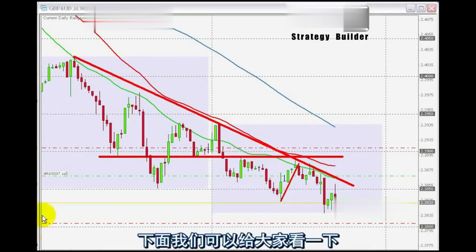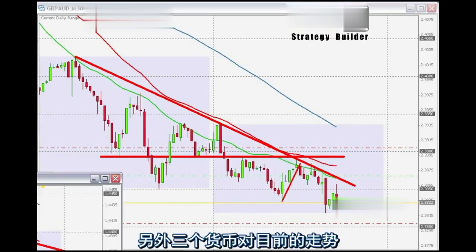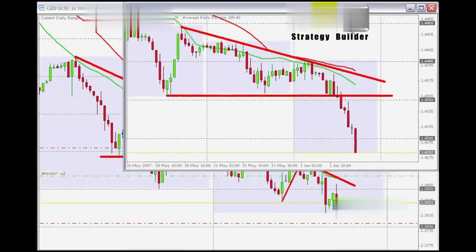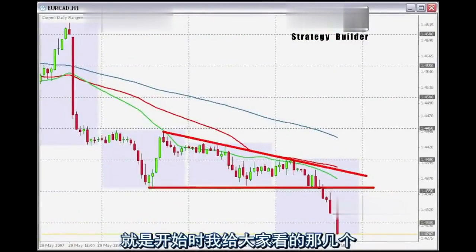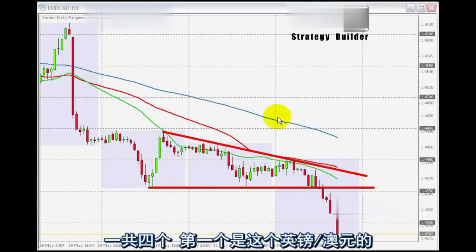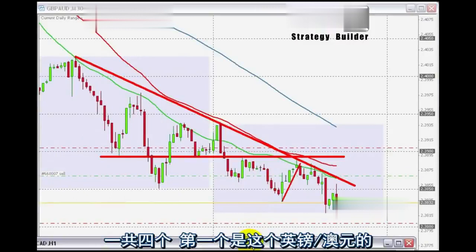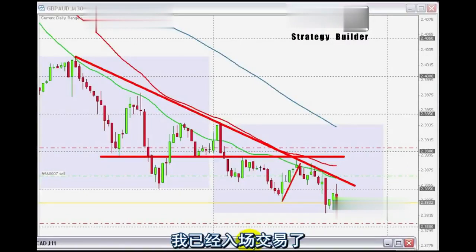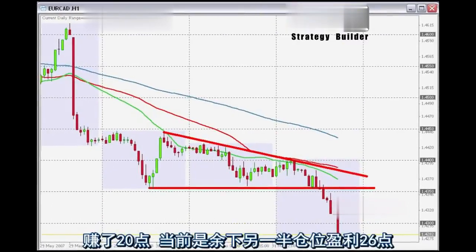I guess I could show you, why not, what's been going on in the other 3 pairs that I was following. I don't know if you remember, at the beginning of the video I showed you the 4 setups that I was following for today. The first one was the GBP Australian dollar, the one I am in the trade with right now, with plus 20 pips off the table and plus 26 on the second half.